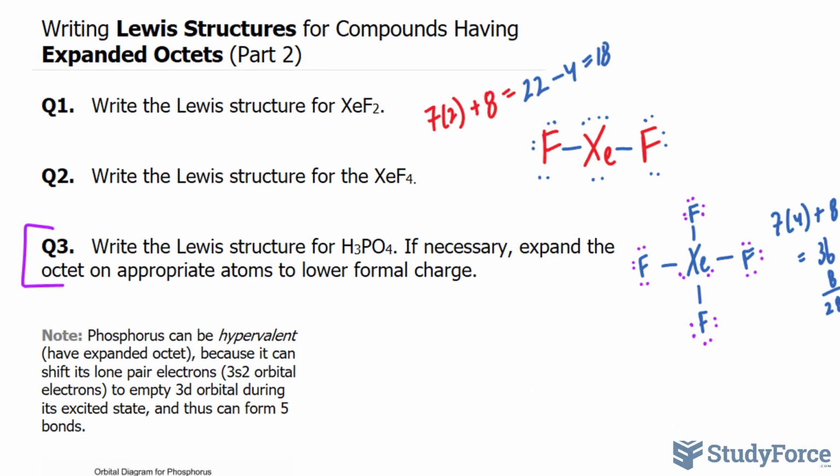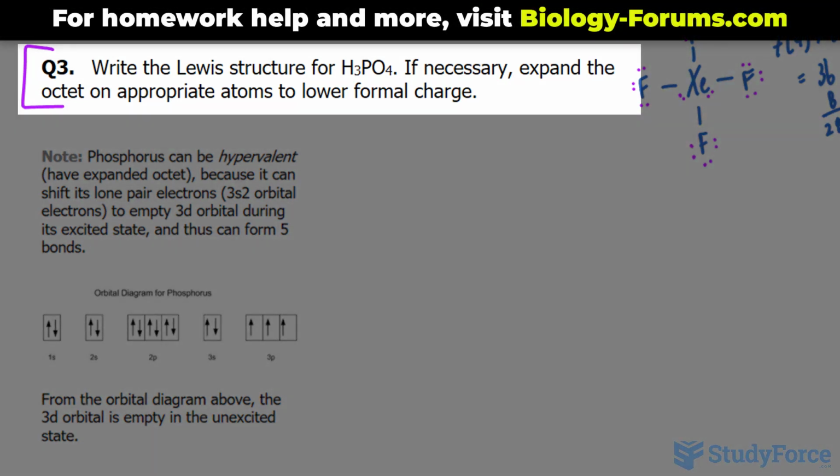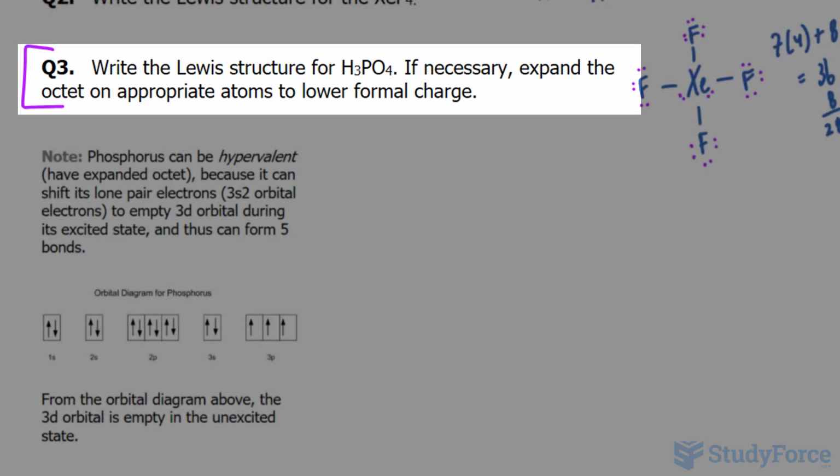In part 2 of this series, where we write Lewis structures for compounds having expanded octets, we ended off with question 3, where it reads, write the Lewis structure for H₃PO₄. If necessary, expand the octet on appropriate atoms to lower formal charge.